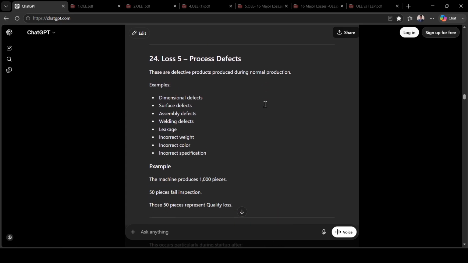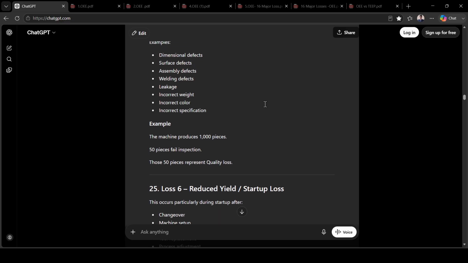Loss five, process defects. These are defects produced during normal production. Examples: dimensional defects, surface defects, assembly defects, welding defects, leakage, incorrect weight, incorrect color, incorrect specification. Example: the machine produces 1000 pieces, 50 pieces fail inspection, and those 50 pieces represent quality losses.